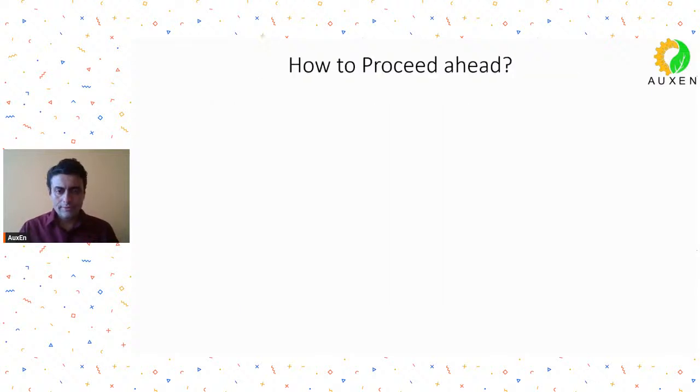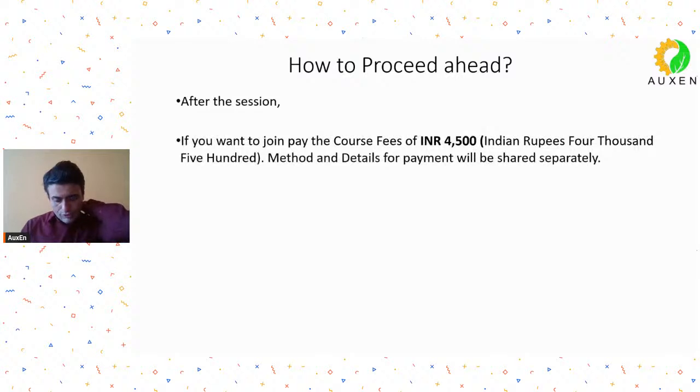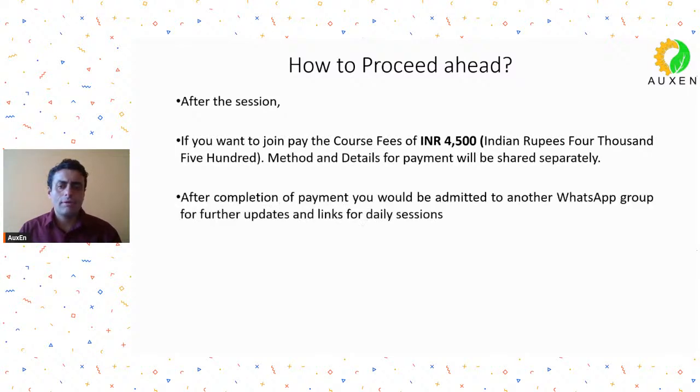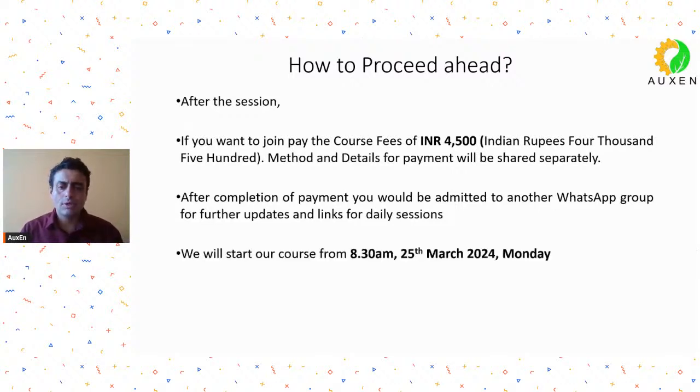So now how to proceed? The course fee for this course is Indian rupees 4,500, and the methods and details for payment we will share separately with you. After the completion of payment, we will add you to our course WhatsApp group, where further updates and links for daily sessions will be circulated. The live sessions of our course will begin from 25th March, Monday, from 8:30 a.m. These will be the timings for the live sessions.